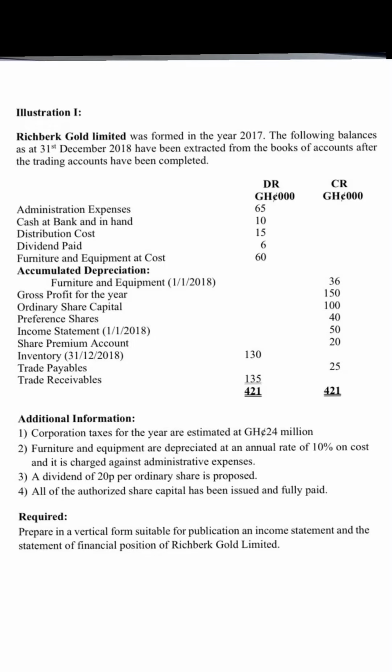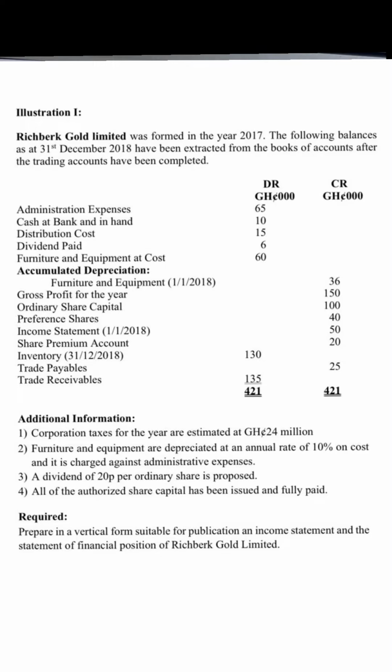Okay. Additional information: one, corporation tax for the year is estimated at 24 million. Please, when you look at the trial balance, on top there are 3 zeros, they are in thousands. So cancel this one and make it 3 zeros. So it should be 24,000.